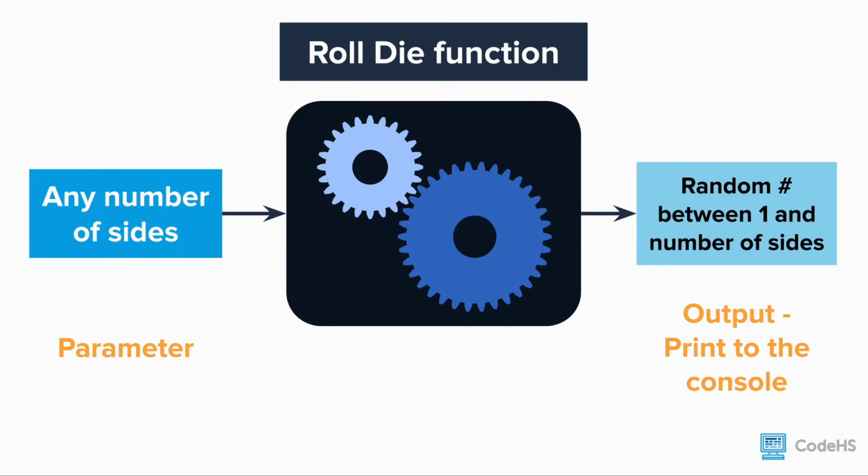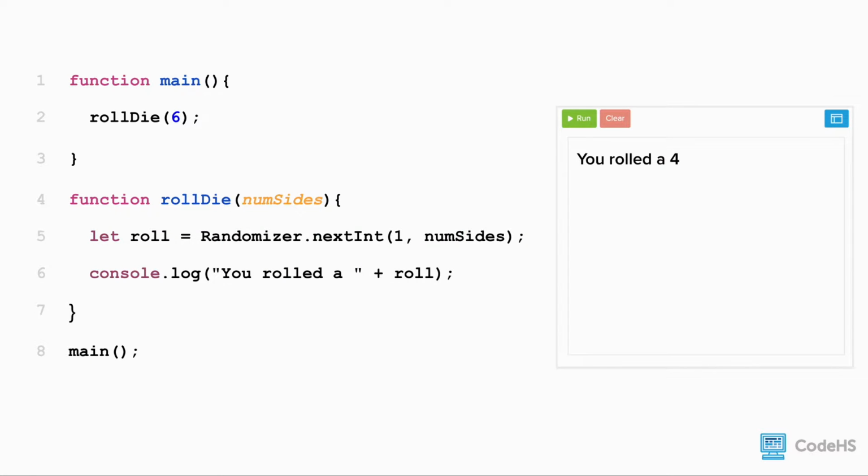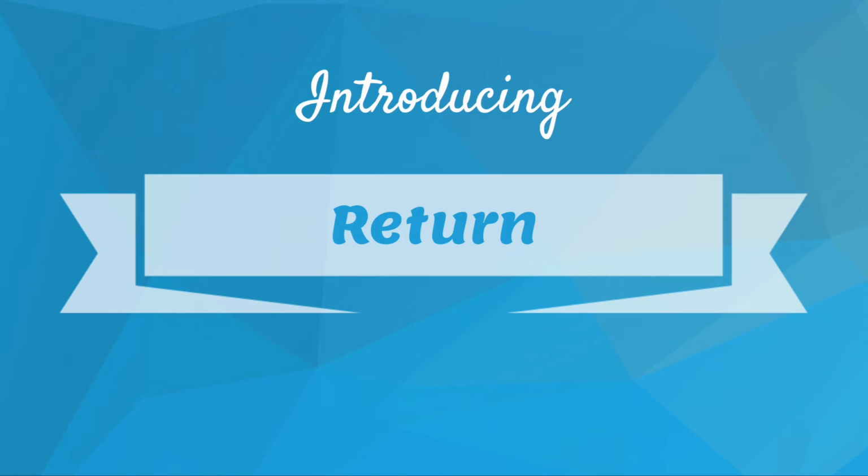Let's look at the roll die function that rolls one die of any number of sides and prints out a random number. The output in this case is the random number printed to the console. So let's say we're running this program and we get a 4. Nice! But what if we wanted to use this value in our program? Perhaps we wanted to add multiple dice together or compare a series of dice rolls. Right now, this value only exists in the roll die function and on the console. How can we access this value in the rest of our program?